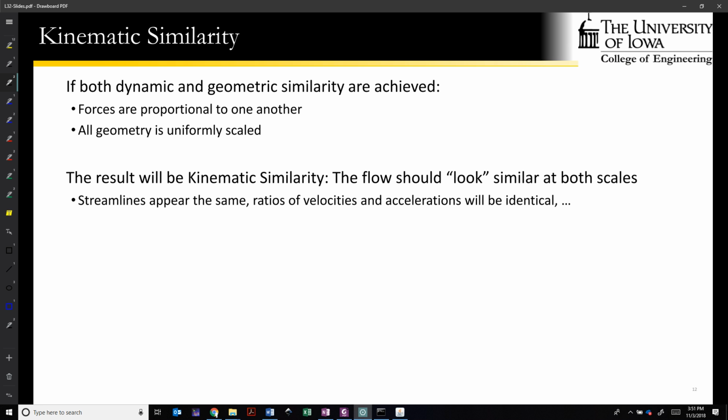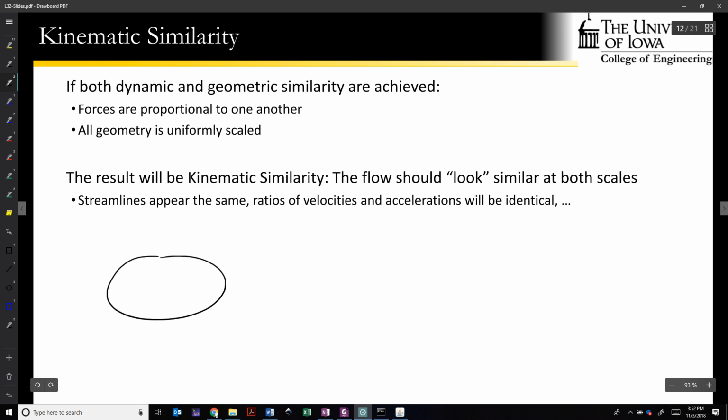is called kinematic similarity. So up to this point, we've said there's geometric similarity and dynamic similarity, and if both of those are satisfied, then we know that the forces are proportional to one another and that all the geometry is maintained in our model. And the result will be that the flow effectively looks the same at model scale.